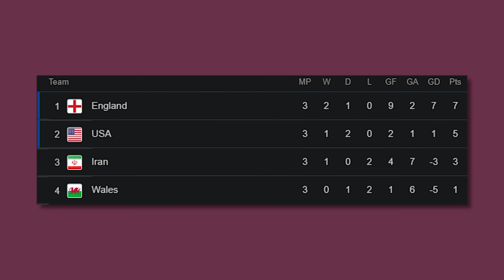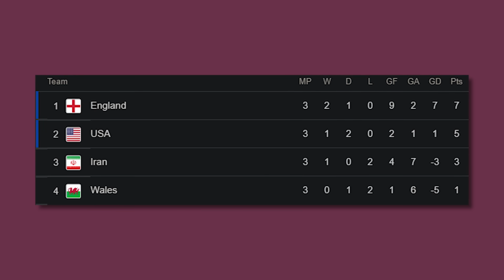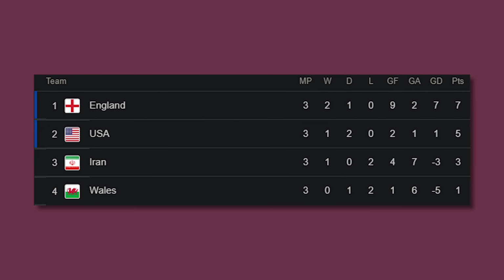England win Group B and will play Group A runners-up Senegal in the last 16, while the US just edge into the next round and will play Group A winners Netherlands. Iran again failed to make it out of the groups after putting up an incredible fight. Wales, on the other hand, end the tournament in disappointment, having scored just 1 goal.